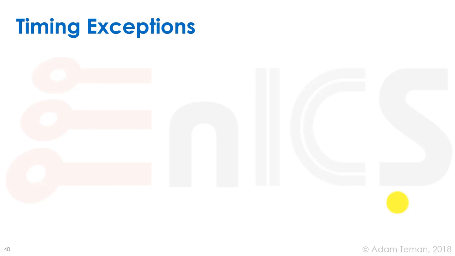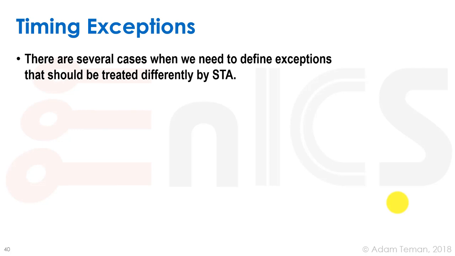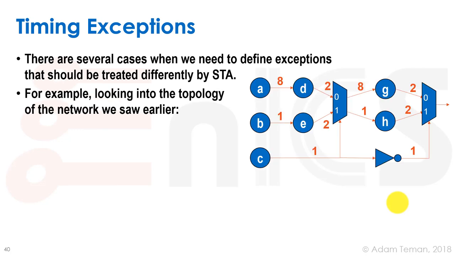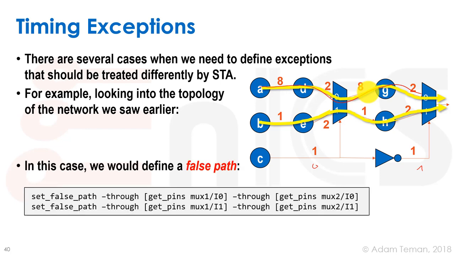Next, the category that we're going to discuss is timing exceptions, and there are several types of timing exceptions that we have to define for the STA. One of those, for example, is the topology of the network we saw earlier. If you remember, we had this type of path that was non-existent, because if we had zero here, we have one here, so we cannot go through that path, and the same for this side. If we want to define such a thing, we have to define these two paths as false paths. How do we do that? Well, we use from, through, and to, so from our start points to our endpoints and through any internal pins that we have in the design.